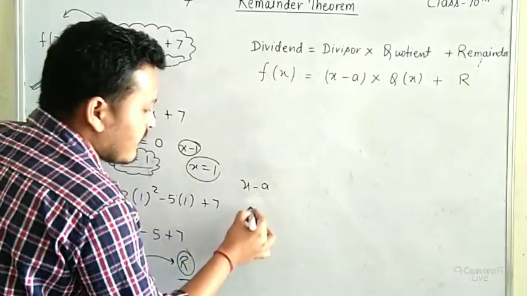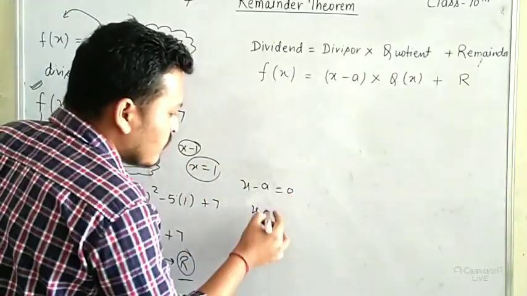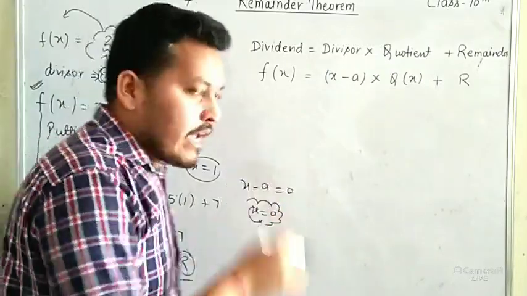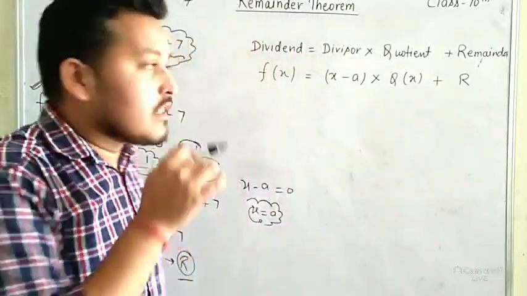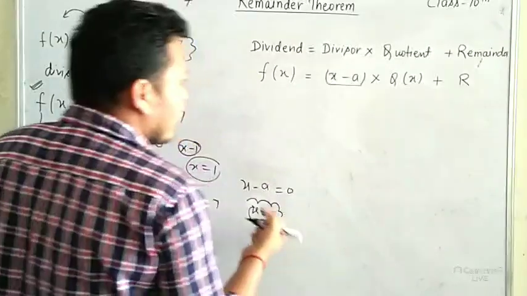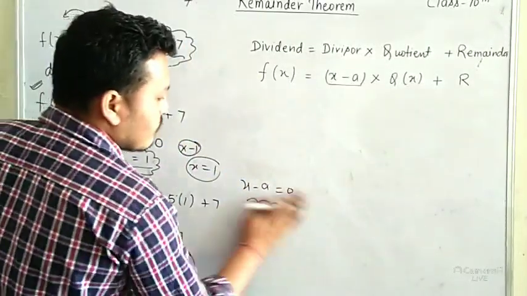Divisor is x minus a, तो we will put it equal to 0, तो then x is equal to a, so we will take x is equal to a. It means we have to put the value of x is equal to a, because divisor is x minus a. X minus a is equal to 0, x is equal to a.